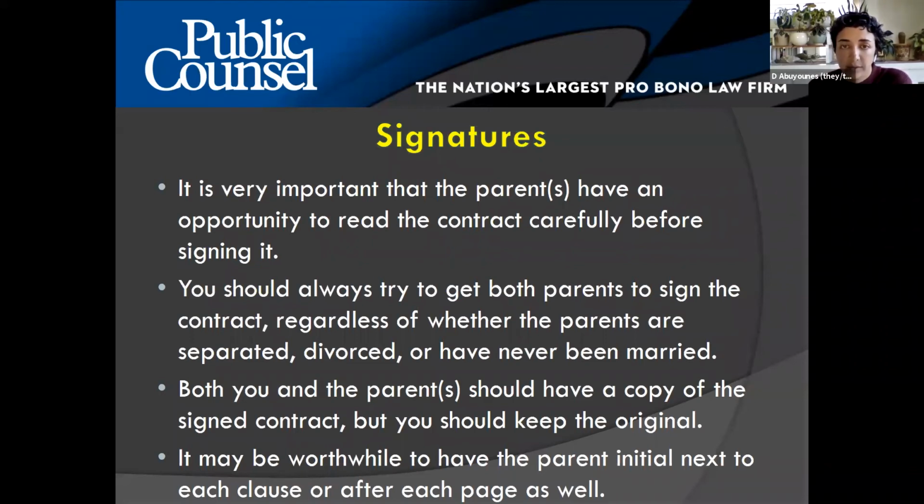Initials can be helpful, but ultimately you want to make sure that they signed the contract on the last page, or the signature portion is, to indicate that they have read through the contract and agreed to the terms in the contract.